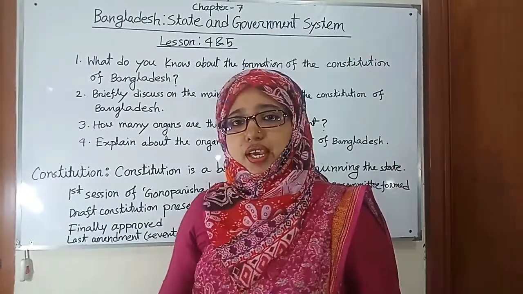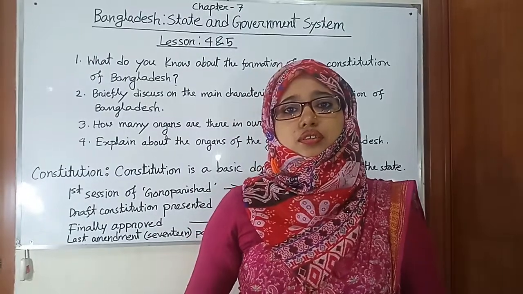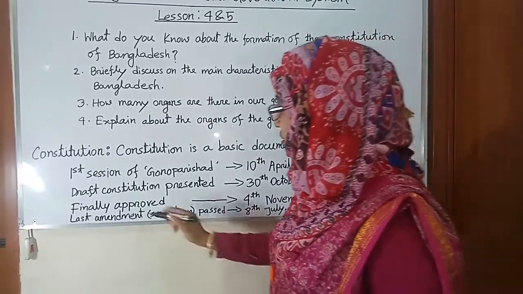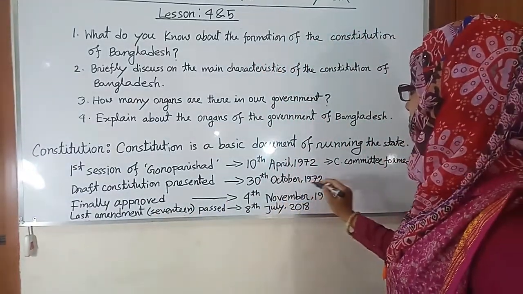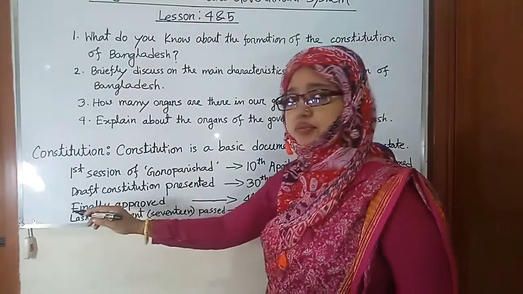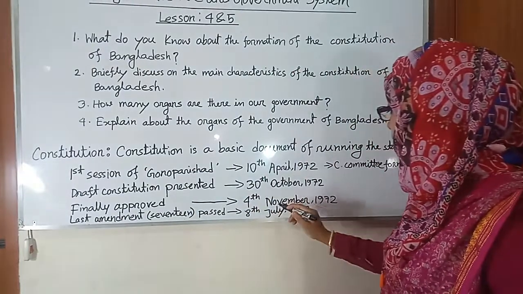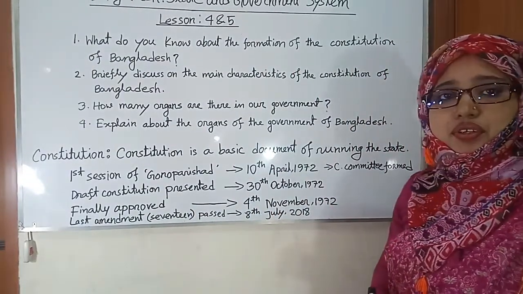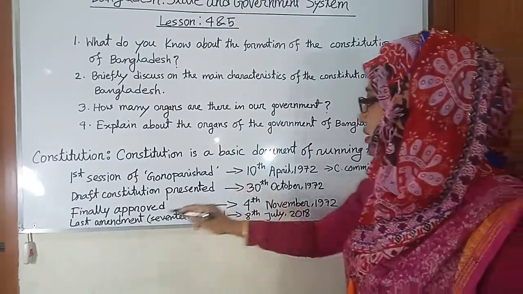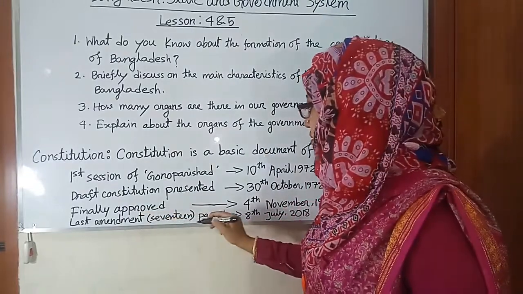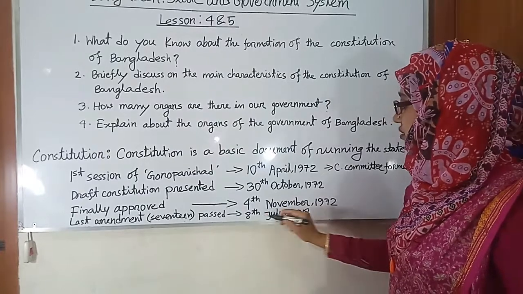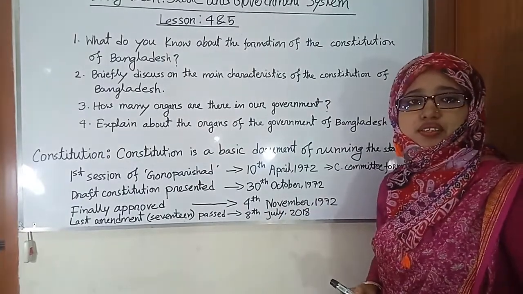This committee placed the draft constitution within 6 months, and it was presented in the Ganaparishad on 30th October 1972. Finally, the constitution was approved in the Ganaparishad on 4th November 1972. Dear students, write in your copy. These are all important information for MCQ. And the last amendment, that means the 17th amendment, was passed on 8th July 2018.